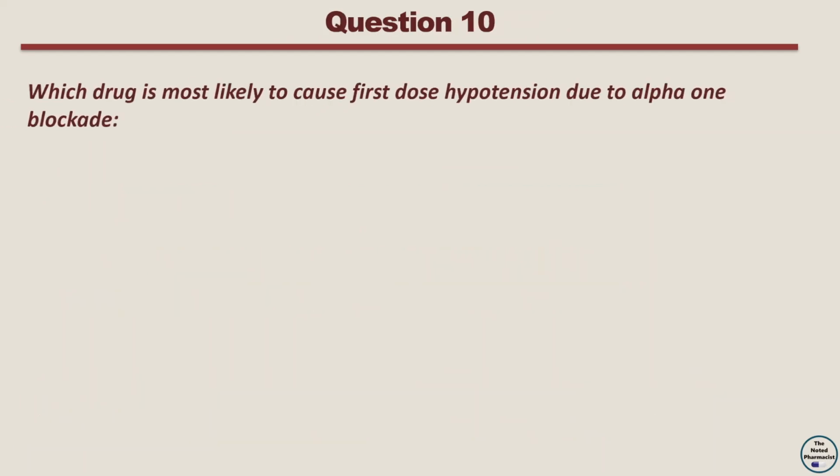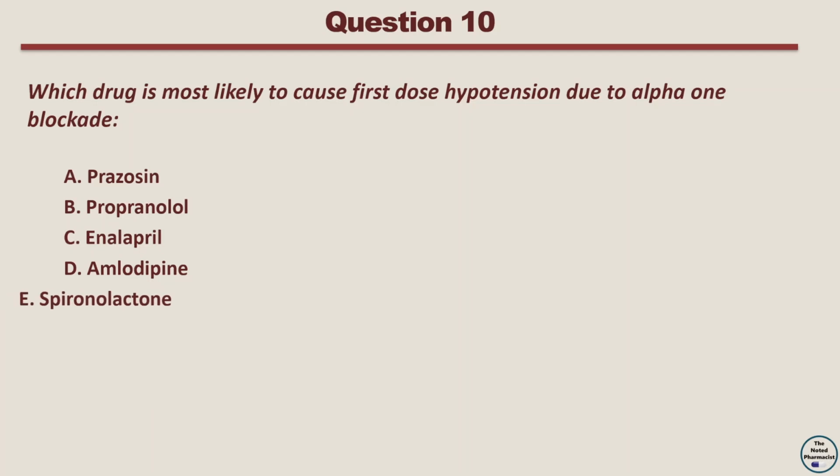Question 10. Which drug is most likely to cause first-dose hypertension due to alpha-1 blockade? Option A, prazosin. Option B, propranolol. Option C, enalapril. Option D, amlodipine. Option E, spironolactone.